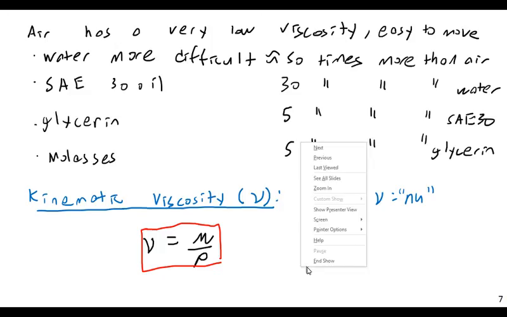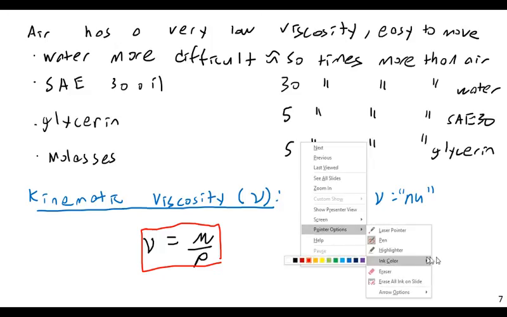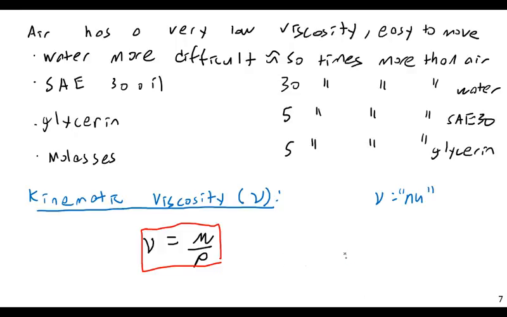Anyway, there is a special unit that sometimes people use, and that is called a stoke. Although we won't really use it that often, it's sort of a bit of trivia. A stoke, sometimes used in certain industries, is equal to 1 centimeter squared per second.